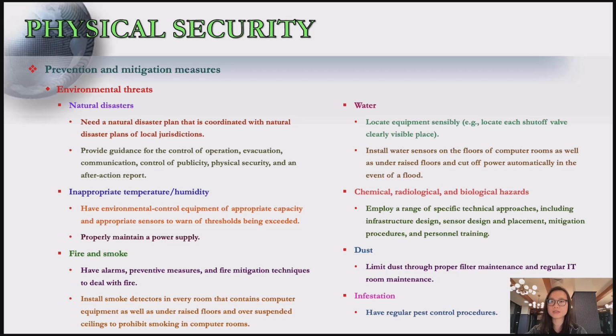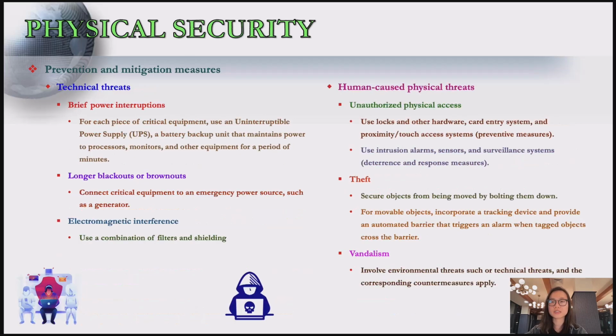For plumbing leaks, with knowledge of the exact layout of water supply lines, the organization should locate equipment sensibly. It should make sure that the location of each shut-off valve is clearly visible and at least clearly documented. It should also make sure that the responsible personnel know the procedure to follow in case of an emergency. There are other types of environmental threats and the countermeasures that the organization should take, and they're listed here on this slide. The following measures address technical threats.